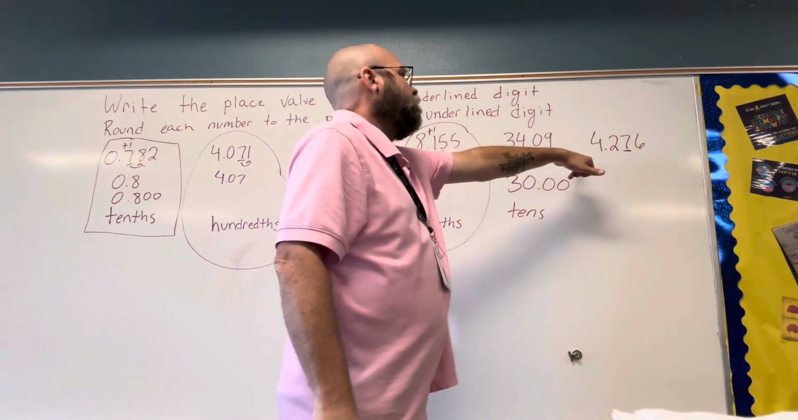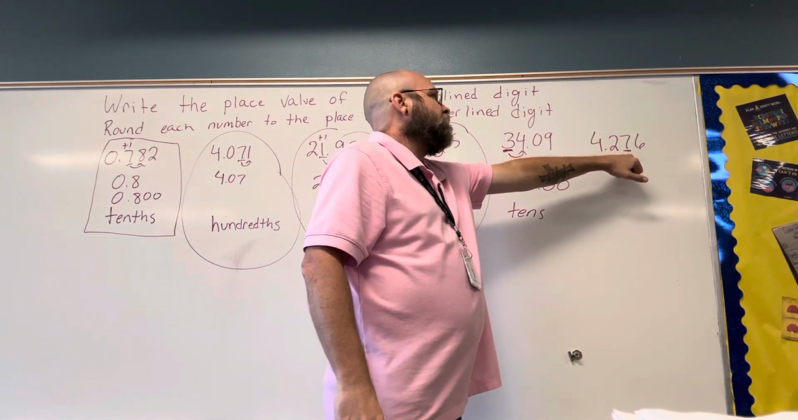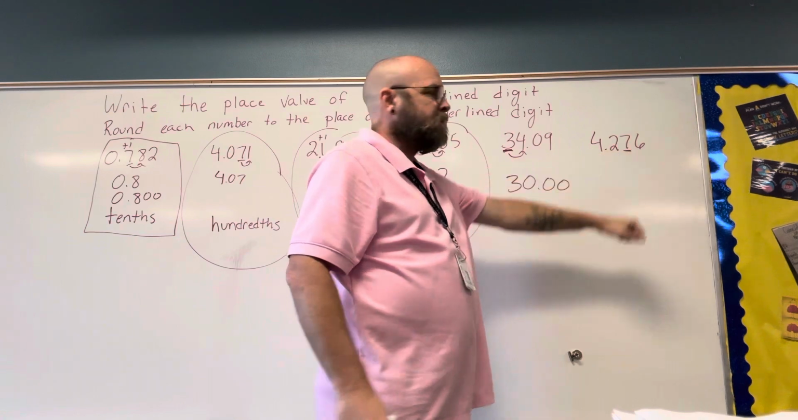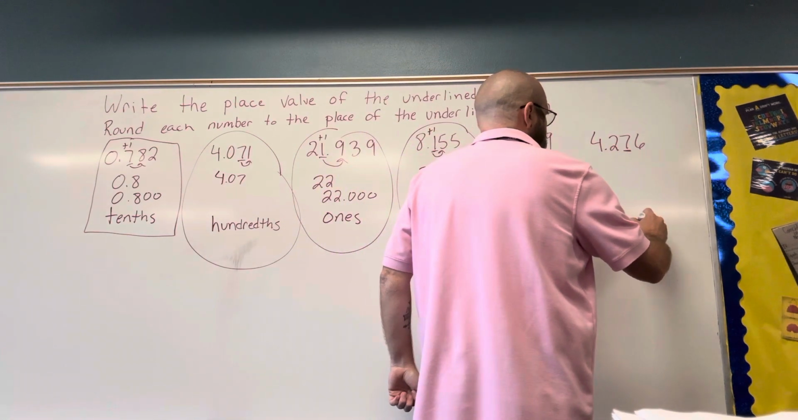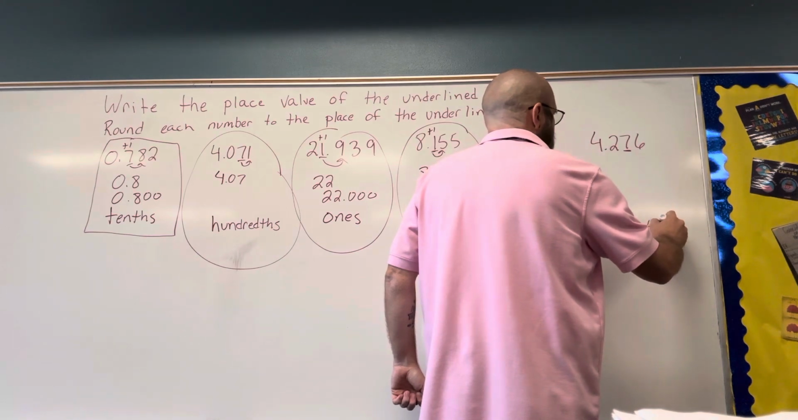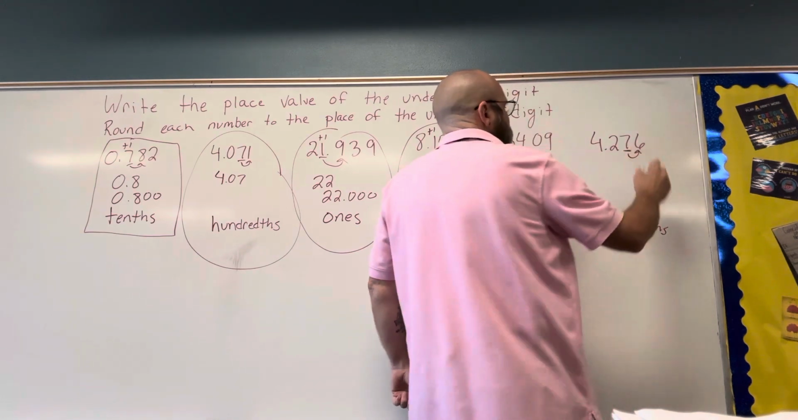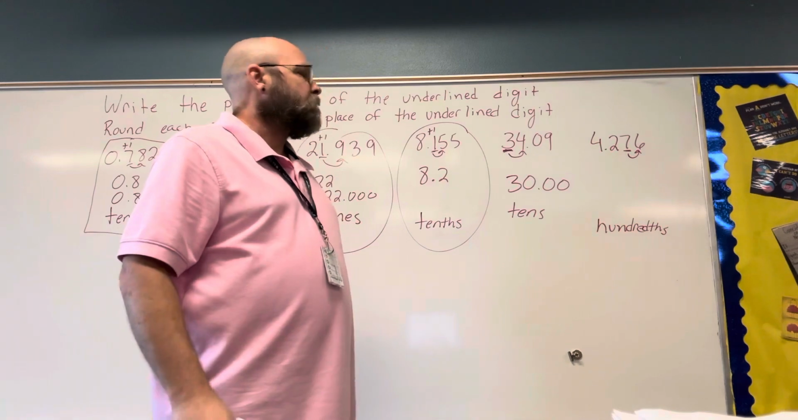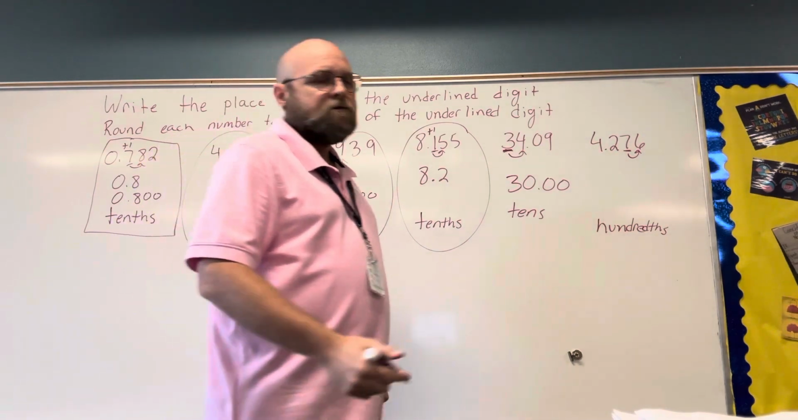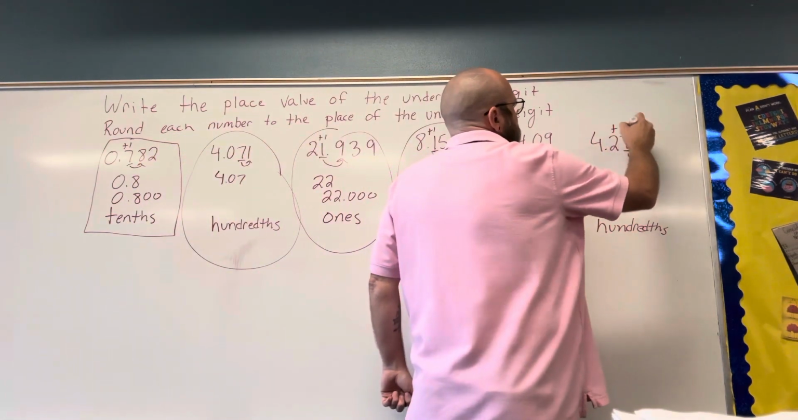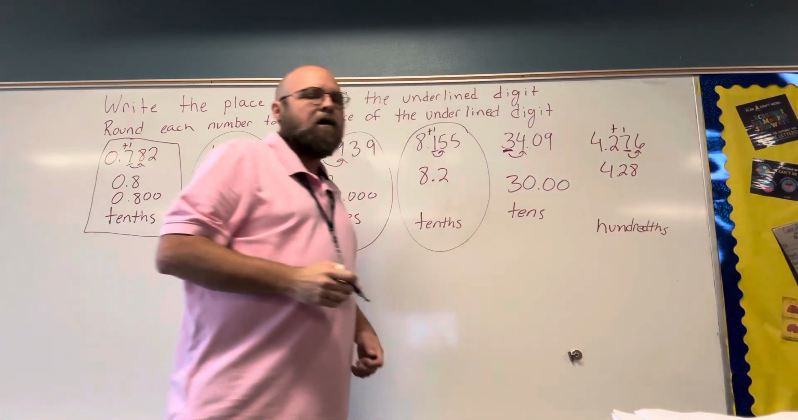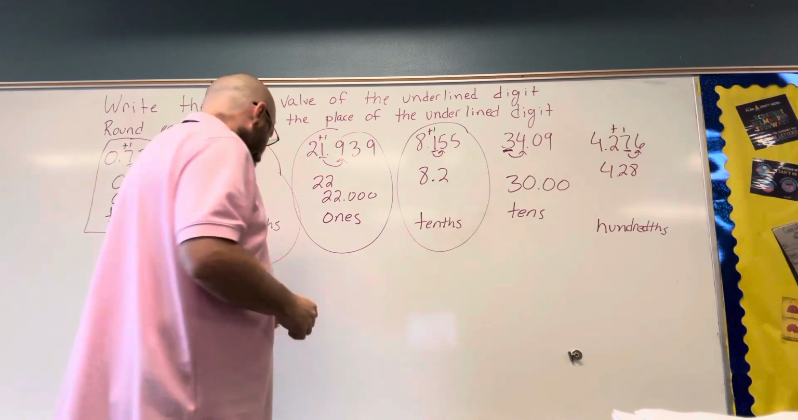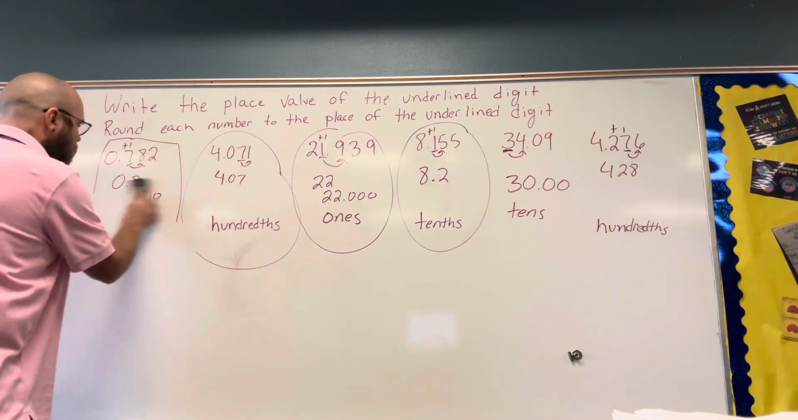The last one here, the 7 is in the hundredths place. So my answer would be hundredths. I look into the thousandths place. The thousandths place is a 6, so that means I add 1 to the hundredths place, and I would get 4 and 28 hundredths.